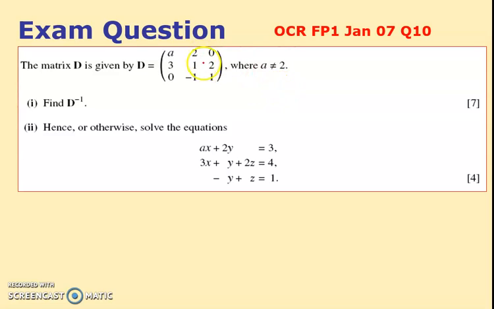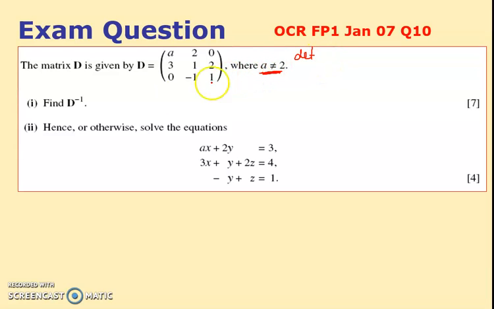It's very similar actually to the last one, but notice I've got 7 marks for this first part. So that implies we've got to do a bit of work. The matrix D is given by this. And it says where A is not equal to 2. Now my guess is they're saying that because when I do the determinant it will mean that if A is 2, I get a problem. So that's probably why they're doing it.